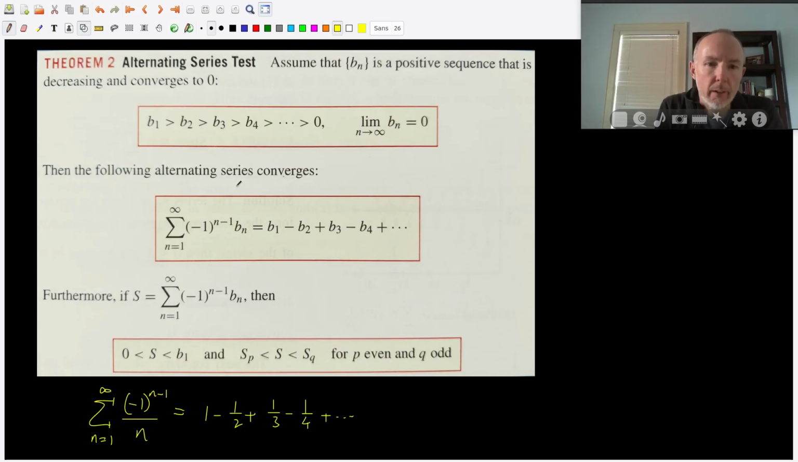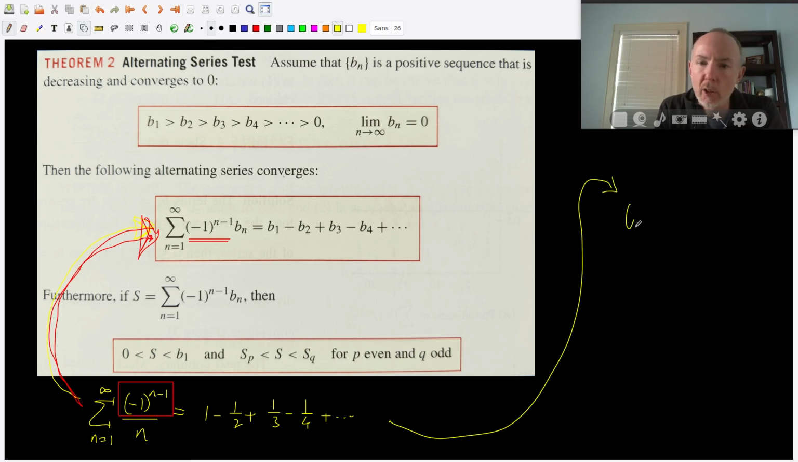We've got a series here which matches up with the idea in this middle box. Let's just concentrate on this middle box right now. We're thinking about an alternating series, and that alternating series has this form. In other words, the alternating part is taken care of with a minus 1 to the power of n minus 1 term out the front. And then everything else is what we're going to call b sub n. So in this case, b sub n is just 1 over n, right? It's what's left after we've taken out the alternating part.